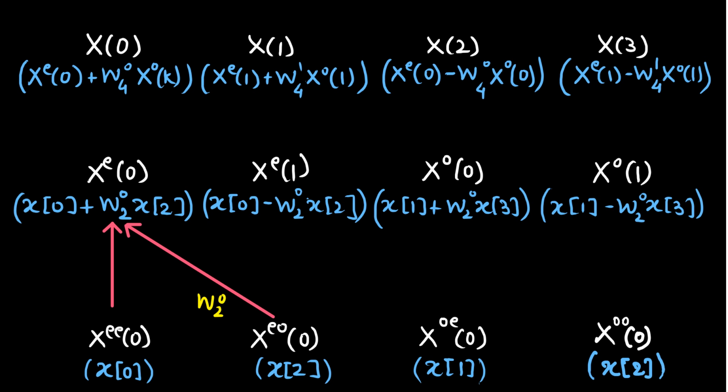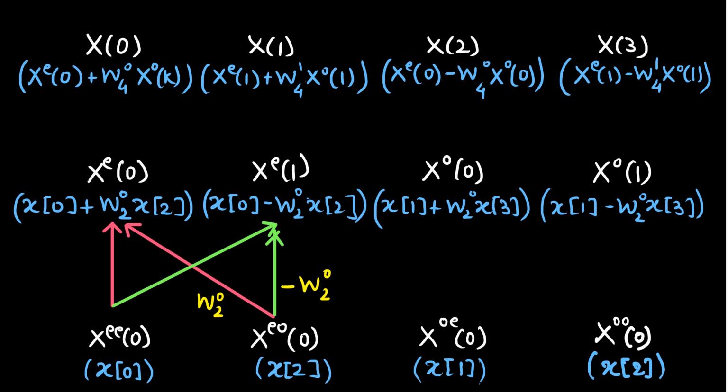Similarly, this x even of 1 is calculated from this x of 0 and x of 2 with again some scaling factor here. So we consider it like this. We have this x of 0 and this x of 2, and again we are having a scaling factor of minus w2 to the power 0.